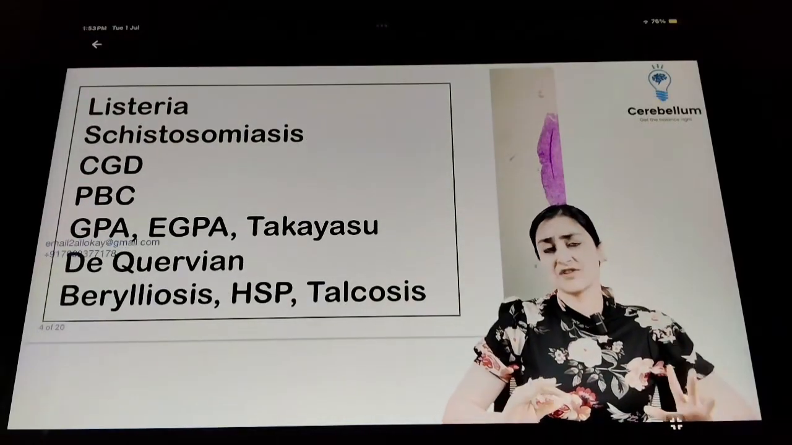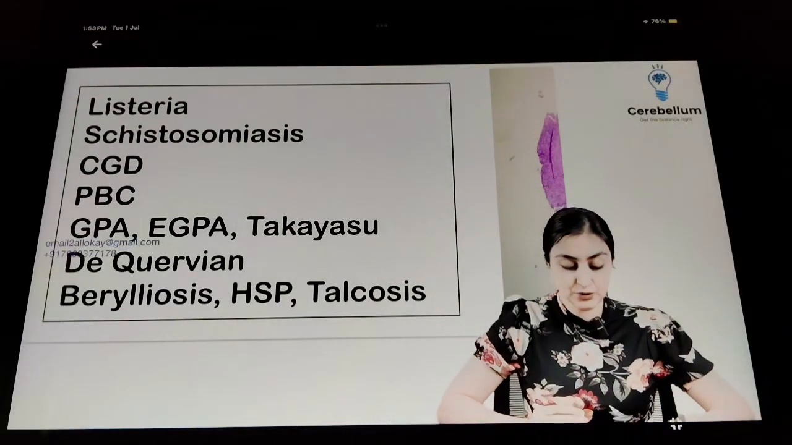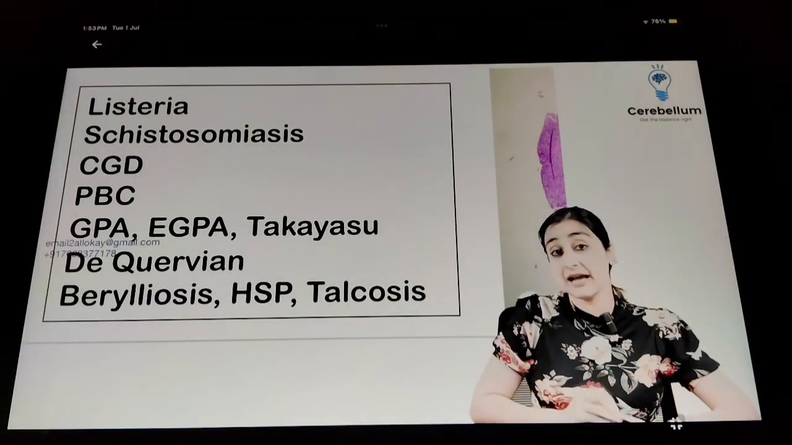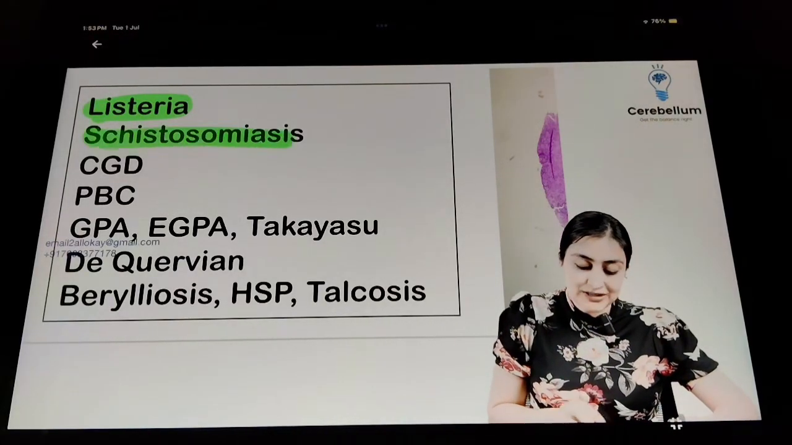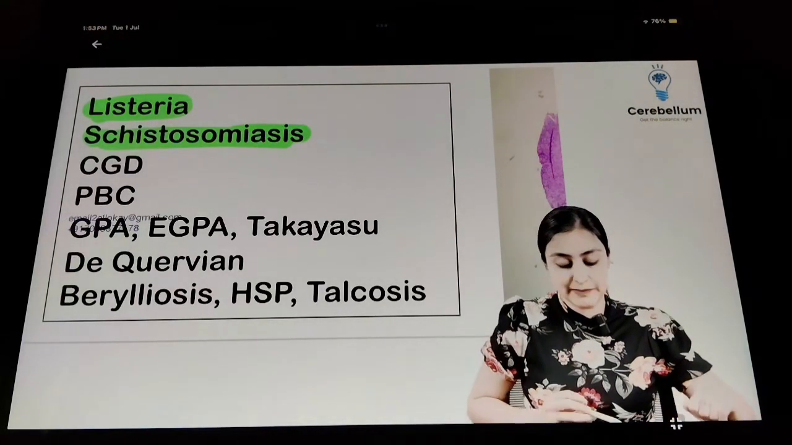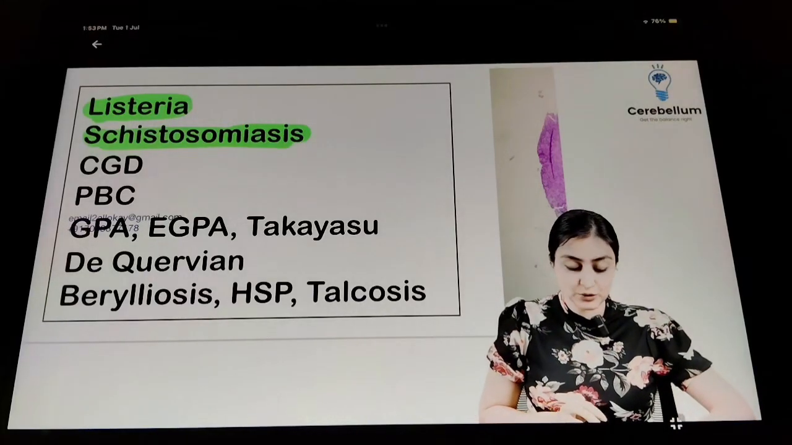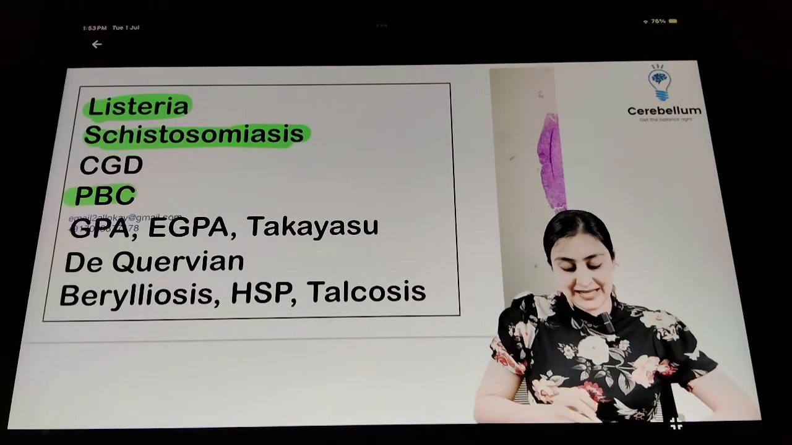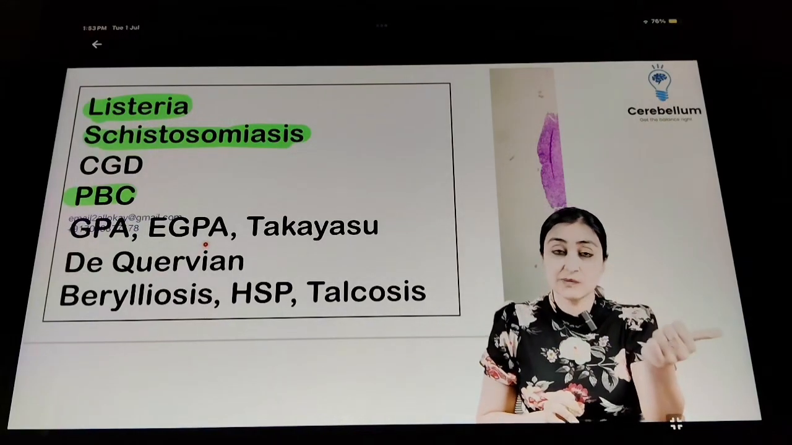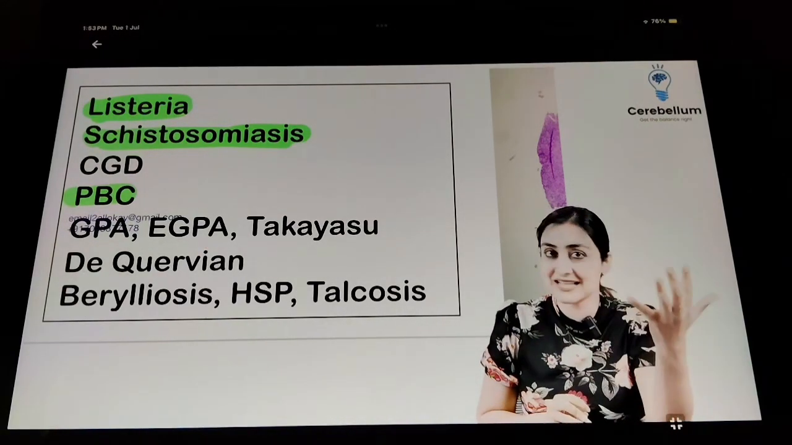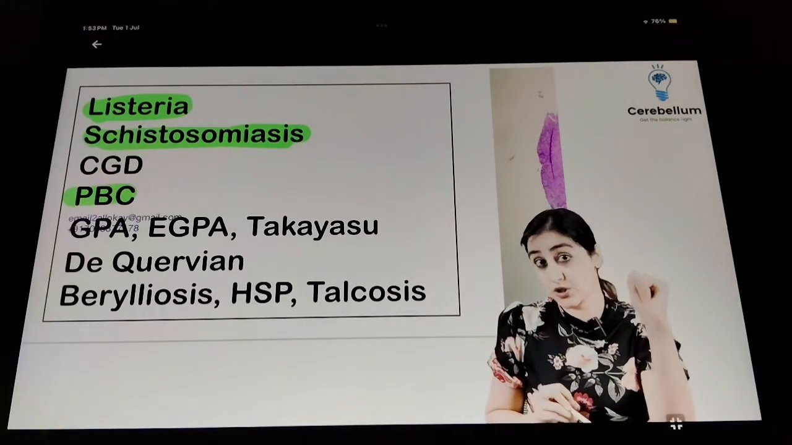Here is just an extra list of all the other diseases which may show you granulomas, which you otherwise wouldn't have known. So listeria can cause granulomas. Okay, that's a fun fact. Schistosomiasis can cause granulomas. Chronic granulomatous disease, I don't really need to tell you, the name itself. Primary biliary cirrhosis may have granulomas. Then the vasculitides. GPA, EGPA, I think you already know because the name is granulomatosis with polyangiitis, that's Wegener's. EGPA is eosinophilic granulomatosis with polyangiitis, that's Churg-Strauss. And then Takayasu. So remember, Takayasu also has granulomas.